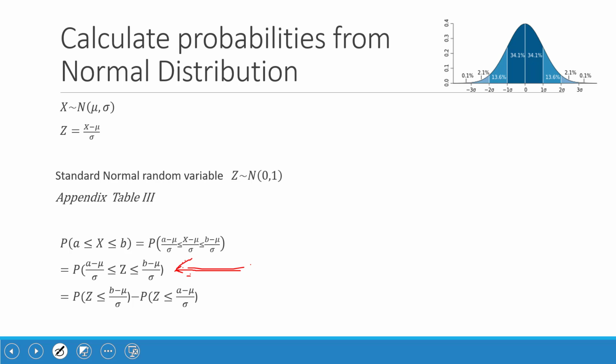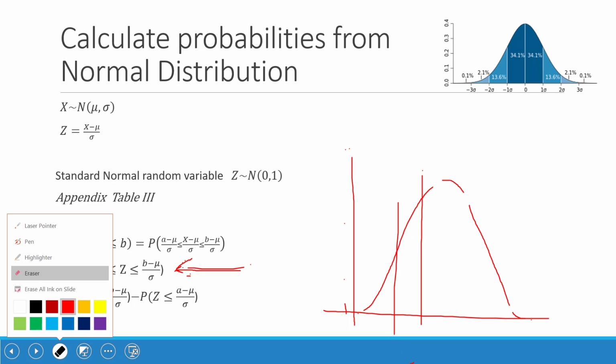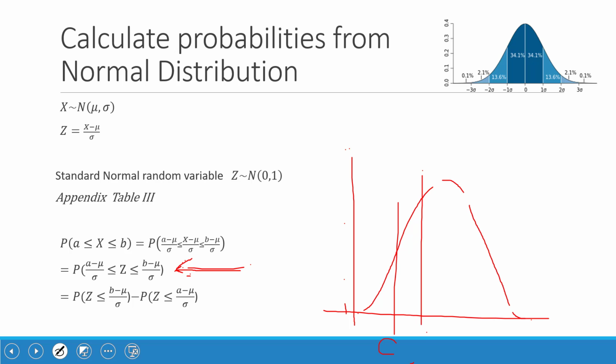Now, what this is saying is that if we want to calculate a probability between, say, C and D, we calculate the cumulative distribution function for D and subtract the CDF for C, and we end up with the area between these two values, which is what we wanted to begin with.